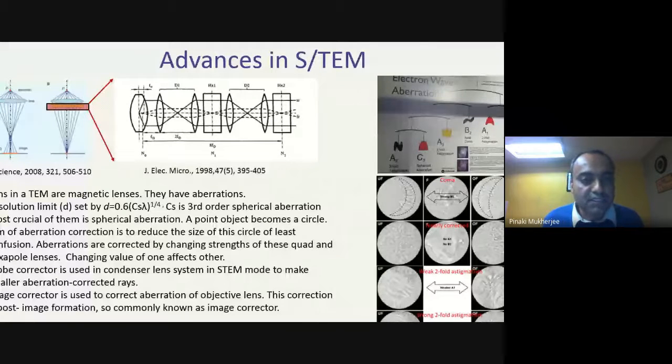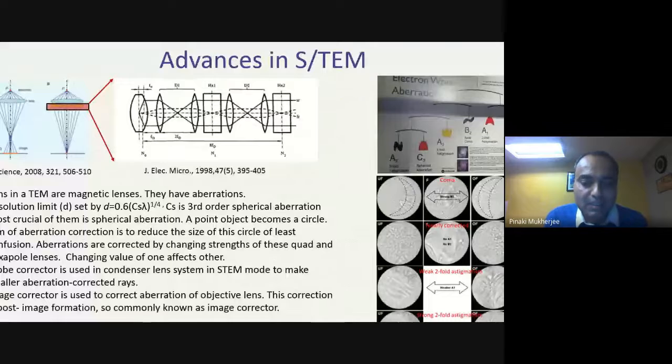Even before that, I just want to tell one thing about what aberration does: a point object, just like all these electron lenses are magnetic lenses, so they have aberrations. If you look at a straight wall through a glass of water, the wall looks like a bent object. That's an aberration. The similar thing happens here, so a point object acts like a disk.